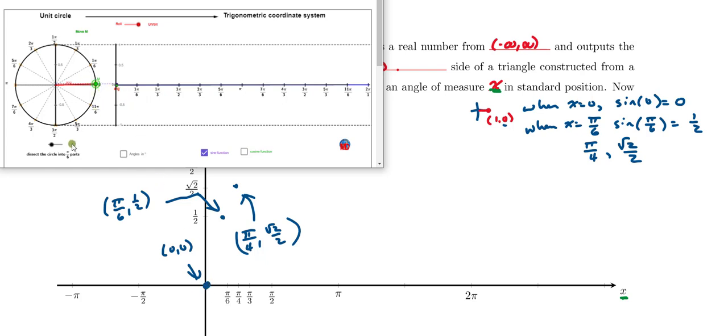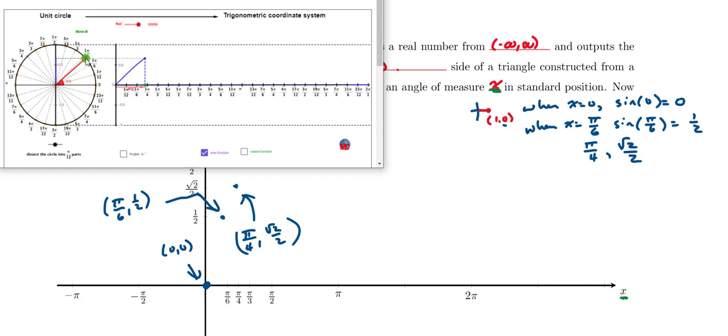Then I rotated up, let's see here, let's put ourselves into pi's over 12s. So then I rotated up to the angle pi over 6. When I'm at pi over 6, my sine value is 1/2. And so I plotted the ordered pair pi over 6, 1/2. That's this ordered pair right here.